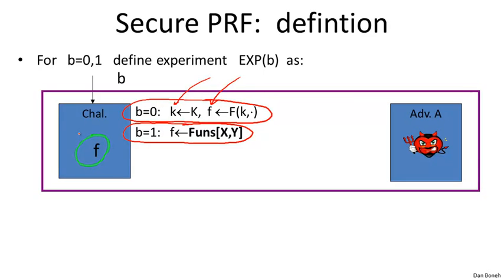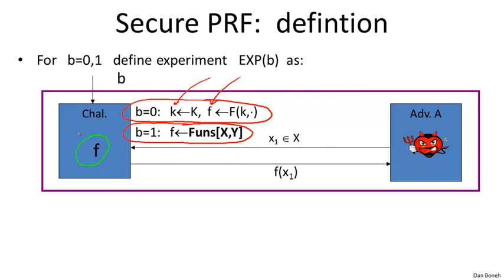Now the adversary gets to query this function little f. He gets to submit a query x1, and he obtains the value of f at the point x1. Then he gets to submit an x2, and he obtains the value of f at the point x2, and so on and so forth. He makes q queries, and so he learns the value of the function little f at those q points. Now his goal is to say whether the function little f is chosen truly at random from Funs[X,Y], or chosen just from the set of functions implemented by the PRF. So he outputs a certain bit b prime, and we'll refer to that as the output of the experiment, either experiment 0 or experiment 1.